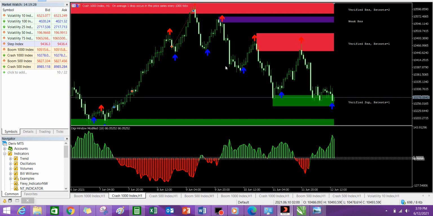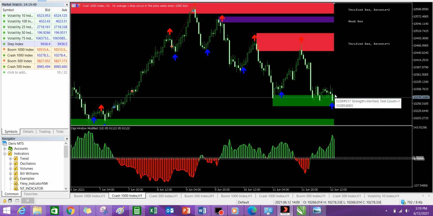Okay, as we can see right here, this is also 1 hour time frame, and it is Crash 1000, and I'm using the crusher indicator. It has gotten to this support level after hitting this resistance level. It started coming down and it has gotten to this support level, and we've gotten our buy arrow here, which means it will be buying again.